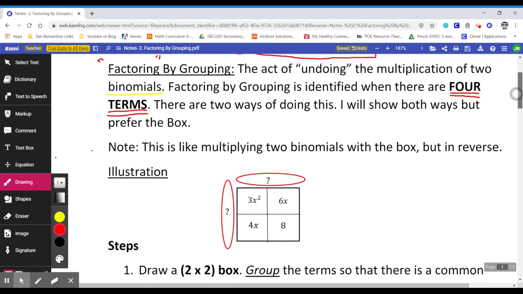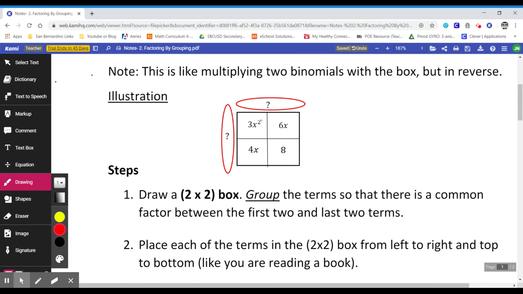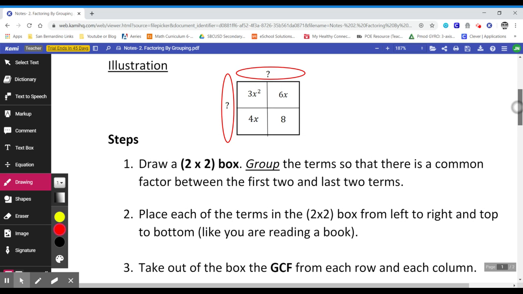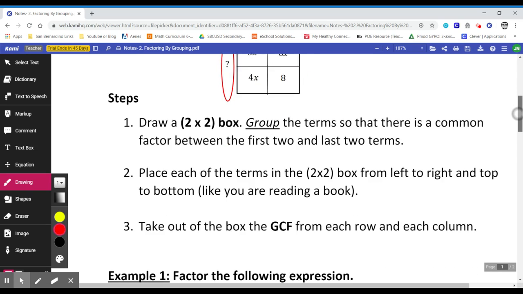Essentially what we're doing here, if you already know how to multiply with the box, is putting the stuff inside of the box and figuring out what goes on the outside of the box. Since we already know what's on the inside of the box, how do we know what goes on the outside? The answer to that question lies in factoring out the greatest common factor. But before we do that, let's go through the steps. And again, if you need to pause this video at any time to write down the steps in your notebook, you can feel free to do that.